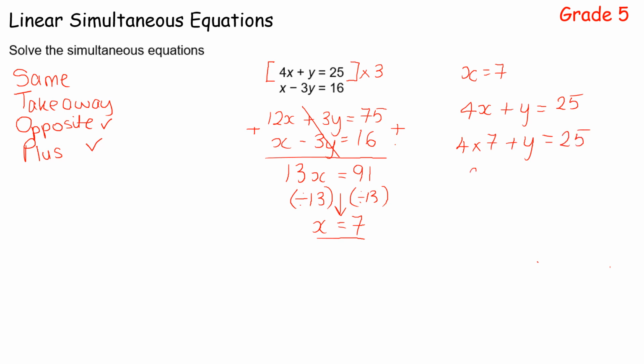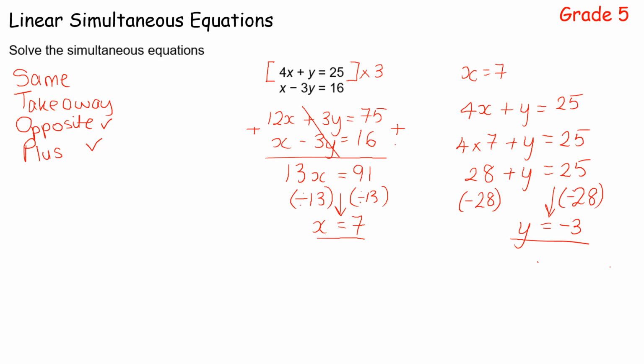4 times 7 is 28, plus y equals 25. I'm going to subtract 28 from both sides, and that will give me y equals 25 take away 28, which is -3. Now I'm done. I've worked out x and y.